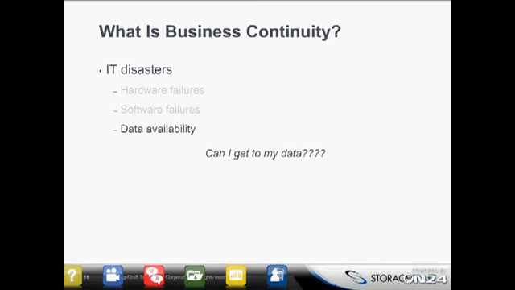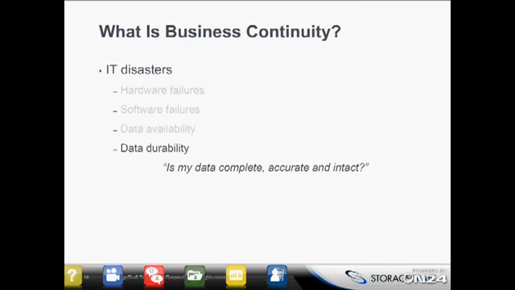I'm also going to talk a little bit about data durability and how that fits into this whole idea of business continuity, high availability, and recoverability. And data durability to me is basically, is my data complete? What's the state that it's in? Is the data accurate? Maybe I've got bit rot, maybe I've got corrupt data, lost data. It could be any number of these things.